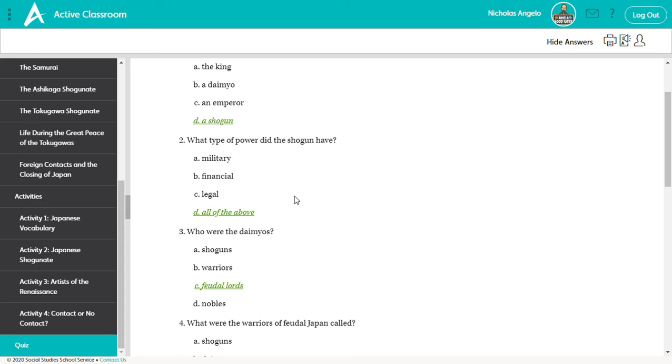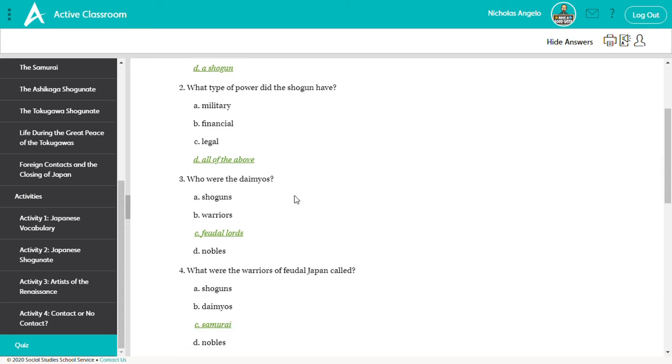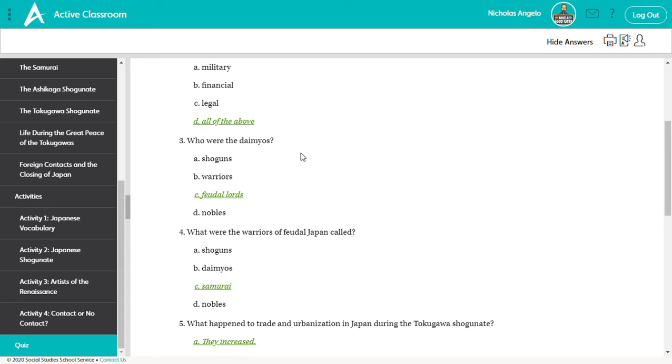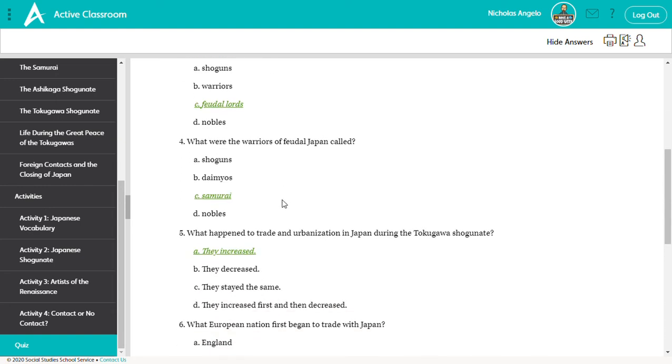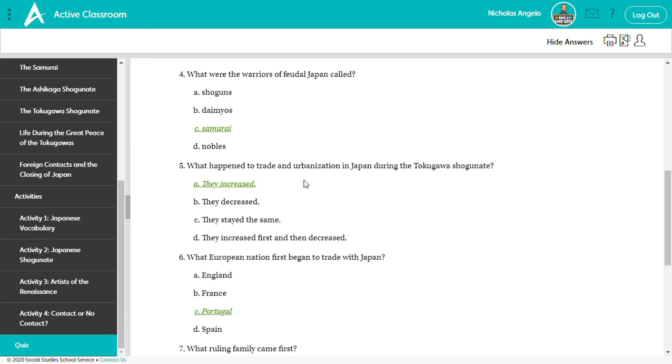The shogun had authority over the military, over the finances of the country, over the laws as well. 3. Who were the daimios? Shoguns, warriors, feudal lords, or nobles? The best choice is C, feudal lords. They were warlords. They were below the shoguns and above the samurai. Feudal lords is the best choice. 4. What were the warriors of feudal Japan called? Shoguns, daimios, samurai, or nobles? Samurai is your best choice. Number 4 is C.